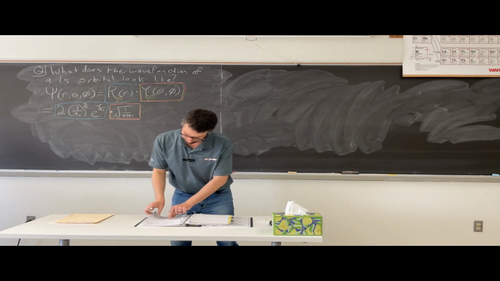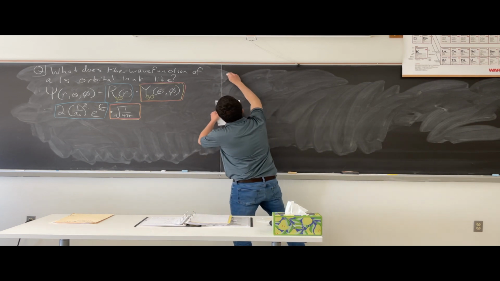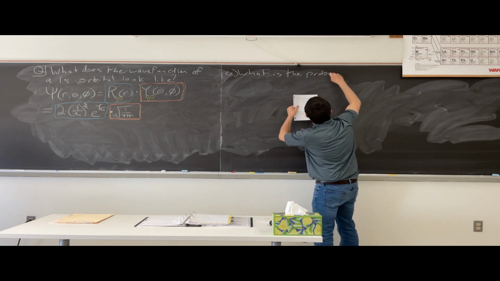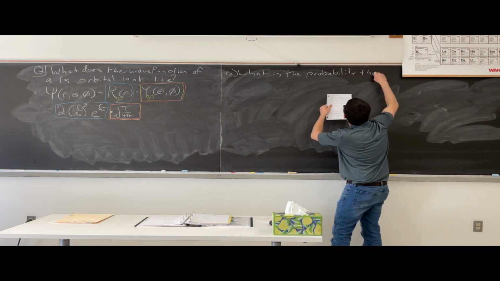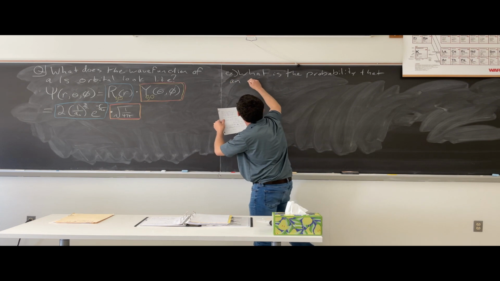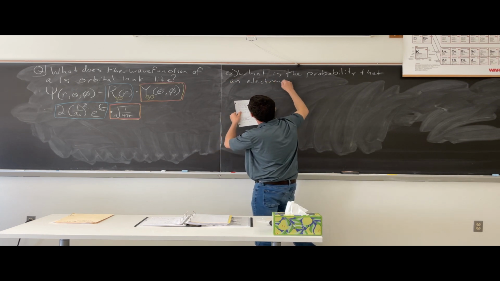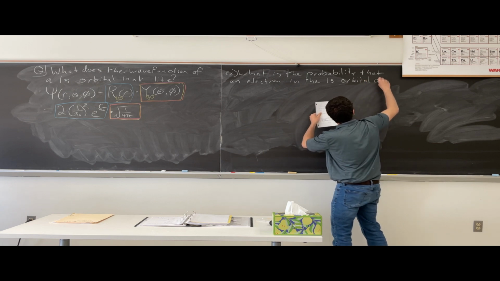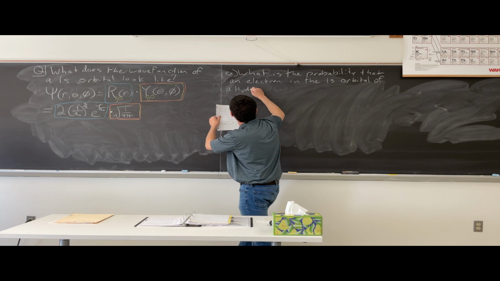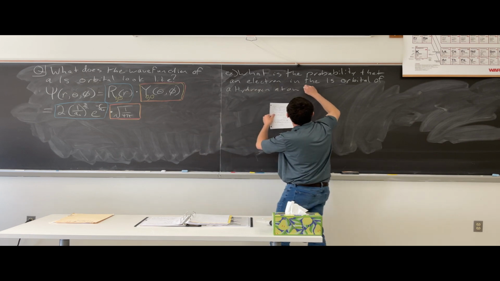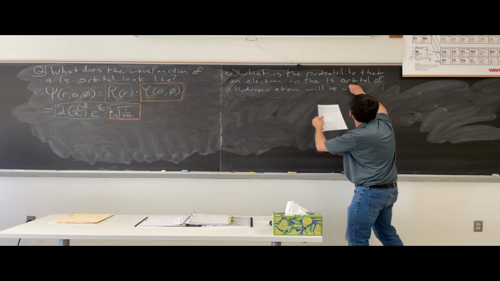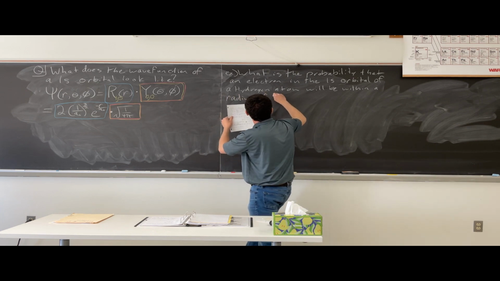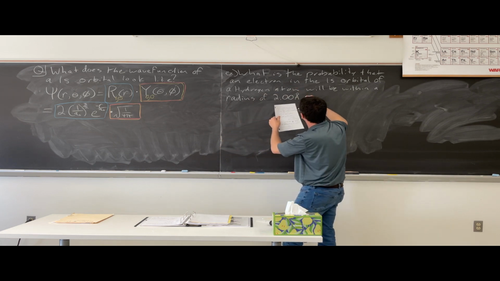So, sample. What is the probability that an electron in the 1s orbital of a hydrogen atom will be within a radius 2.00 angstroms from the nucleus?